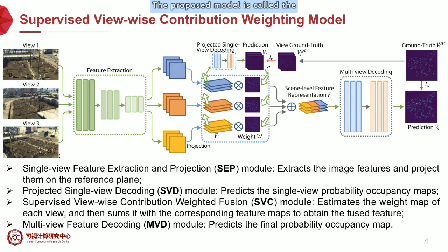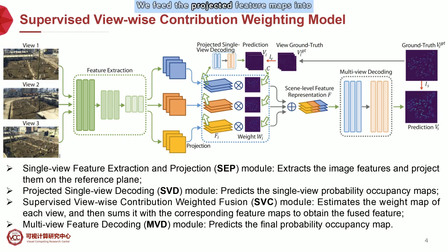The proposed model is called the supervised view-wise contribution weighting model. This is its pipeline. It consists of 4 modules. The first module is single view feature extraction and projection. This module takes multi-camera images as input, extracts image features, and projects them onto the reference plane. In our paper, we take the average height plane, 1.75 meters, as the reference plane, and we get the projected feature maps.